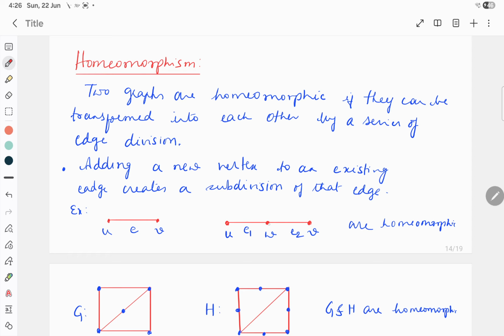I will introduce another vertex W between U and V, on the edge E, which divides the edge E into E1 and E2. Both the graphs are homeomorphic. Just by introducing a vertex, the edge is divided into two parts, E1 and E2, but these two graphs are homeomorphic.